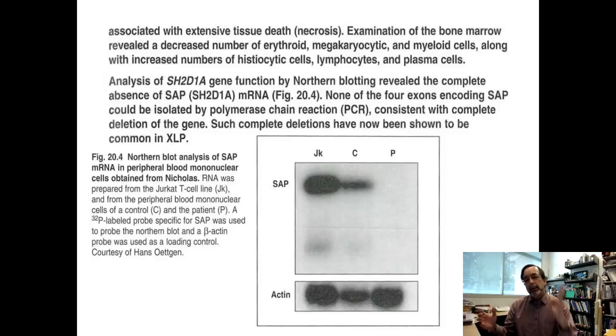The control is a normal result, and the patient shows that you don't even have the normal amount of SAP there. So this means the diagnosis was accurate, but sadly there was nothing that could be done about it. There was one bit of hope. His little brother could be tested for this, and if they caught it early enough, they could heal it with a very common type of procedure that we've mentioned before.